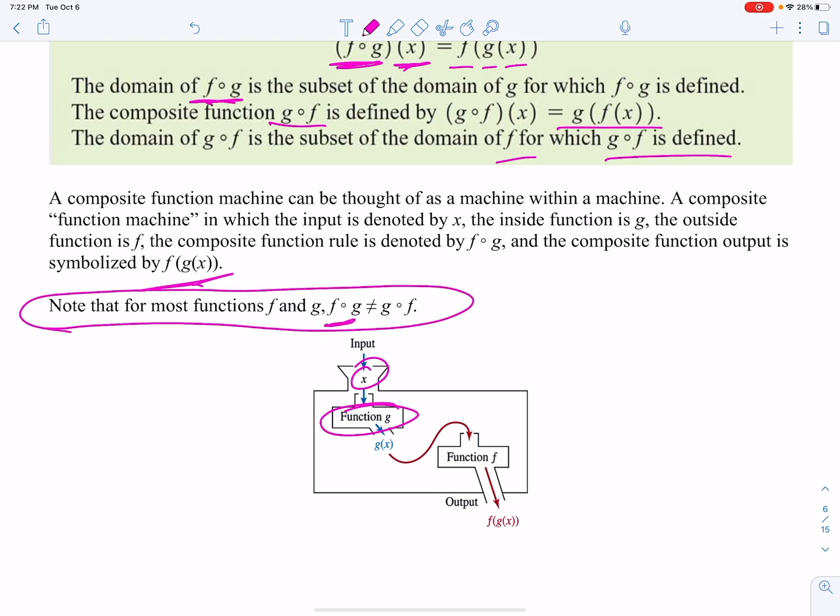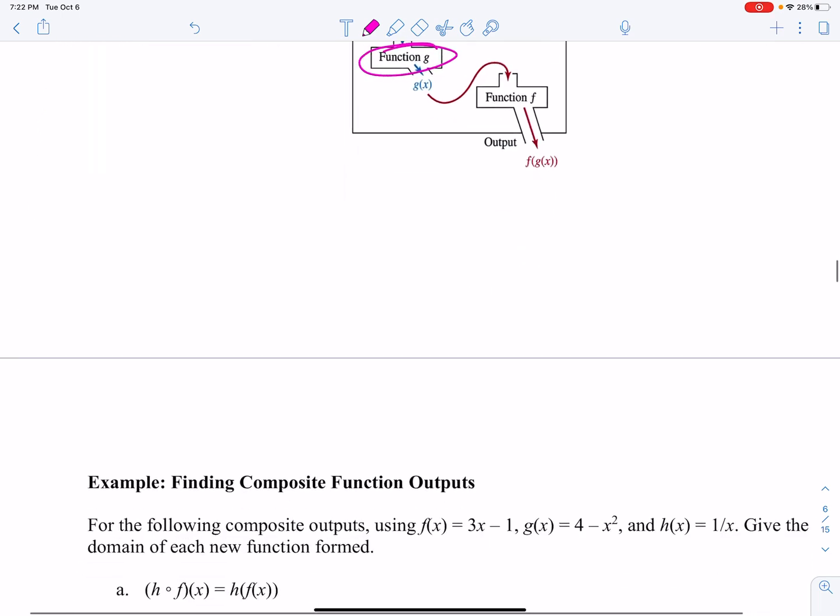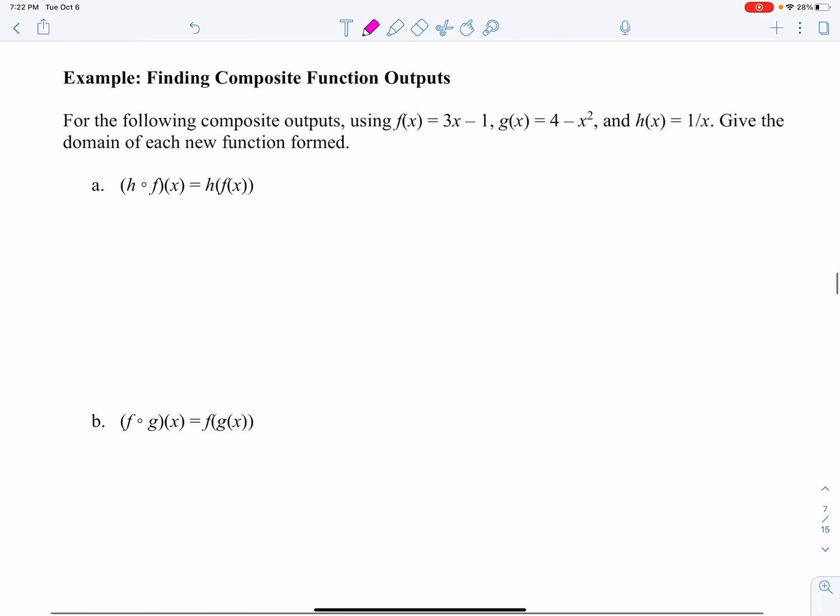f of g and g of f are not necessarily equal, so don't assume that. Okay, always just go through the work. Okay, and we're actually going to see that in a minute here. Okay, so here's an example.